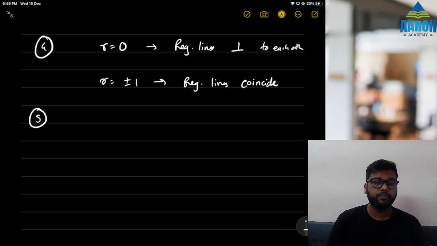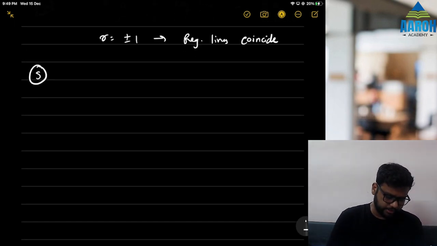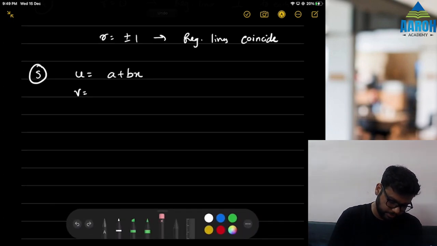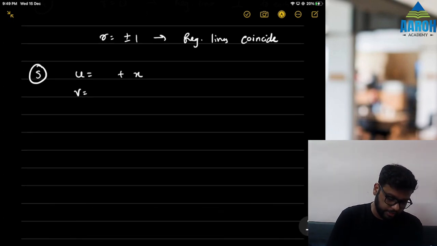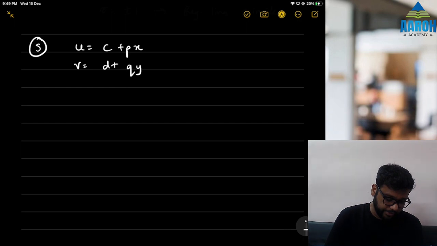One more would be change of origin and change of scale for bxy, byx. Now this is again a bit, in module they have given it in a complicated way, but we can study it simply. Let's say u is equal to c plus px and v is equal to d plus qy. Then let's say we want to find b uv.